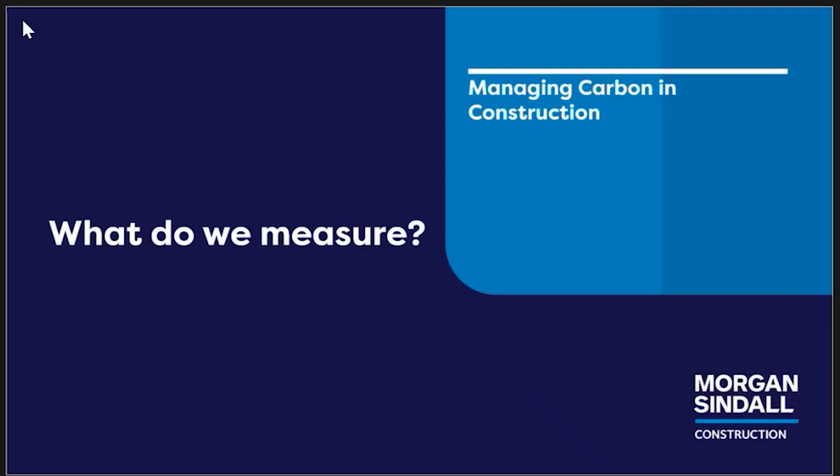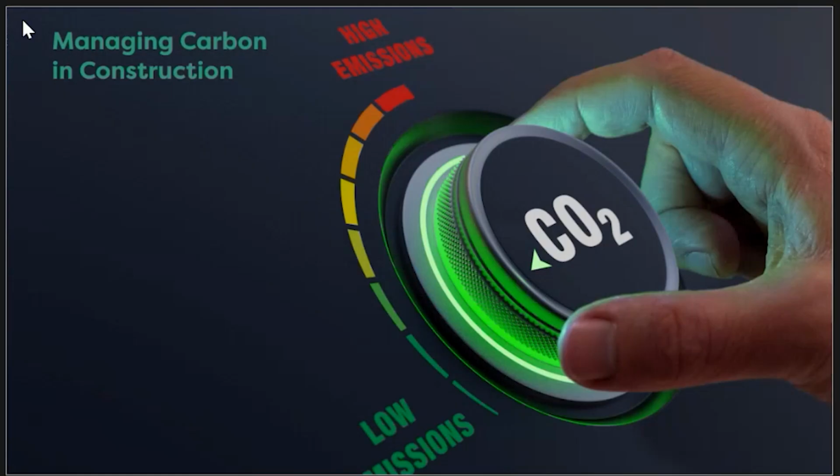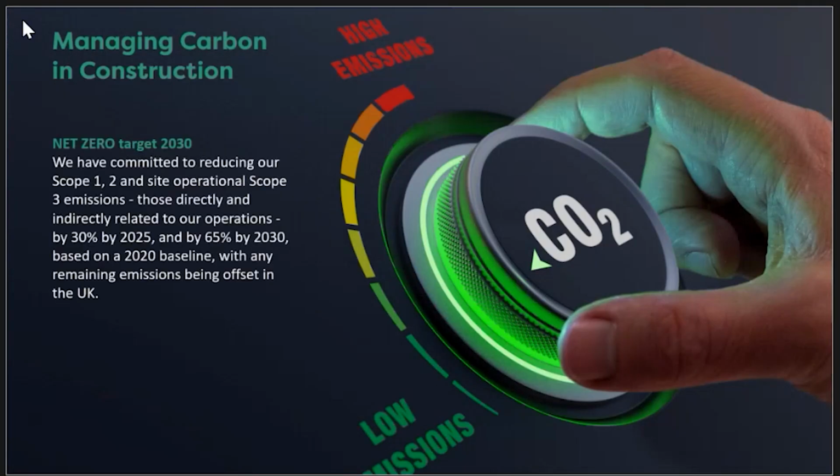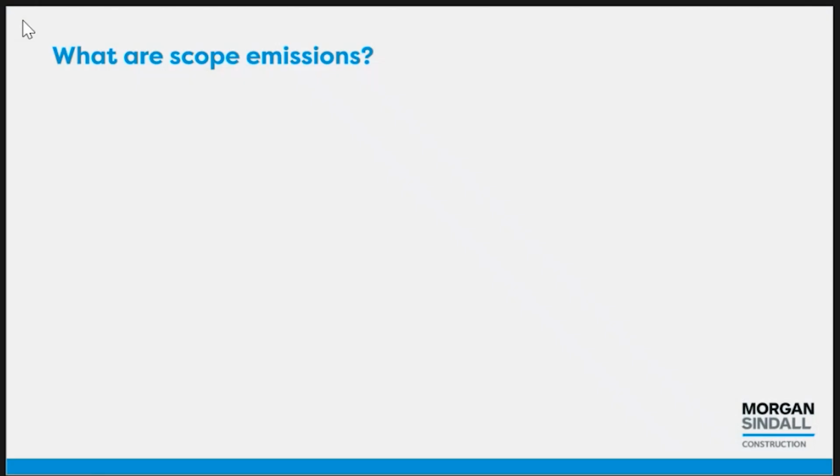So what do we measure as a business? At Morgan Sindall, we have set a target to be net zero by 2030, and that's reducing our scopes 1, 2 and site operational scope 3 emissions by 65% by 2030 against a 2020 baseline. By 2045, we want to be net zero across all scopes with no offsetting, whilst the 2030 target does include offsetting, which I'll cover in a second.